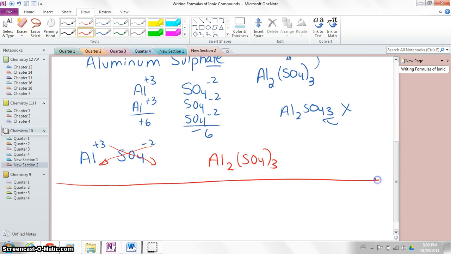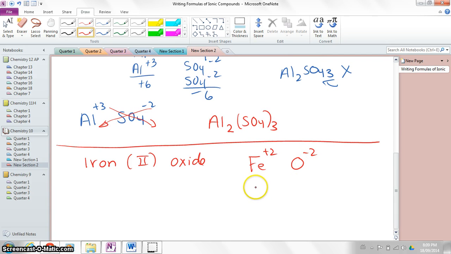When does the crisscross rule not work? If I had iron(II) oxide, iron(II) has a +2 charge, and oxygen is -2. Use the crisscross rule, that would be Fe2O2. And that's not quite right, because you only need 1 of each. You could bring it down to lowest terms. It's actually FeO. So that would be the actual chemical formula.